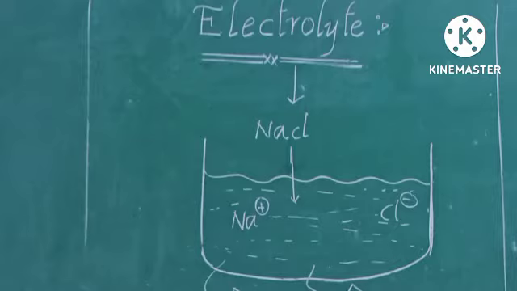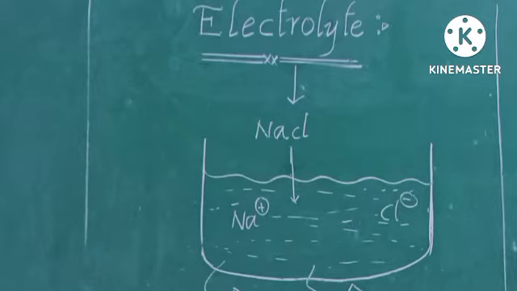Do you understand? Simply, what is an electrolyte? An electrolyte produces ions. These ions will conduct current when subjected to electrolysis. That means if you connect a current through this electrolyte, electricity is conducted. Why? Here Na+ and Cl- ions are present in the solution, so that is why the current is conducted. That is what we call an electrolyte.